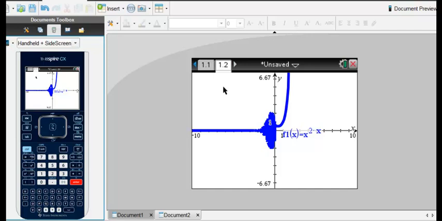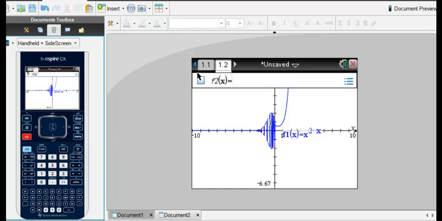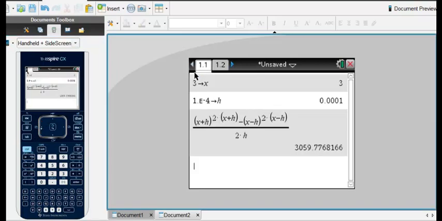Okay, but there's the graph of it. The point we're looking at is not so crazy. It's over here. Alright, now let's go back to our home screen. Let's see, it's control and left arrow that gets you back to the home screen.